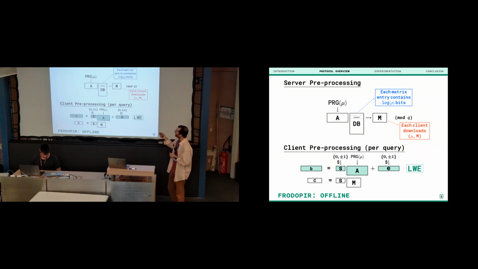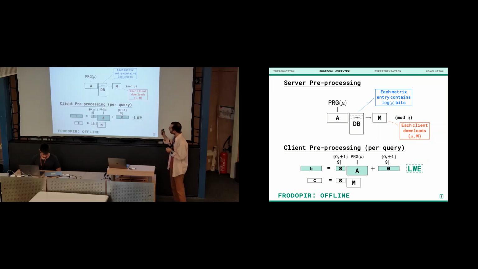So we have a database, and in each row of the database, we have an element. The key thing to note about the offline phase is that the client can't just download the database, because that would violate the PIR efficiency criterion. So what the server does is sample this matrix A, which has a particular structure: it's pseudo-random, and each entry is a mod q element.